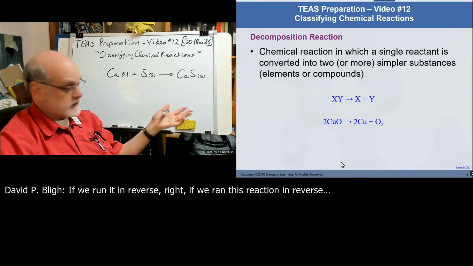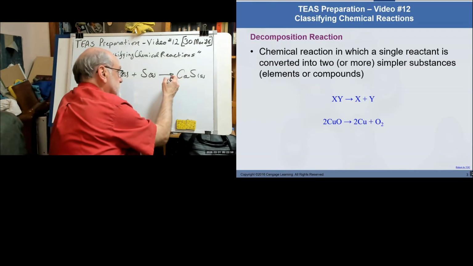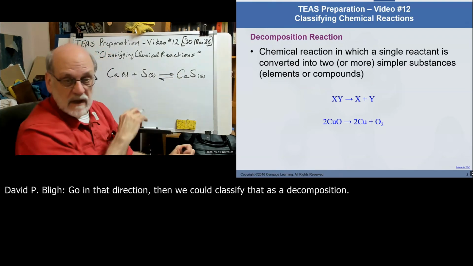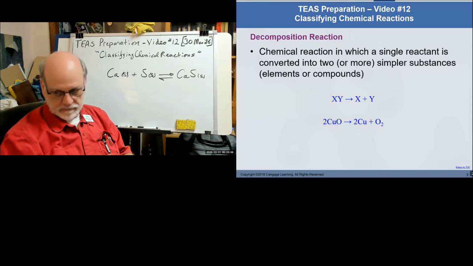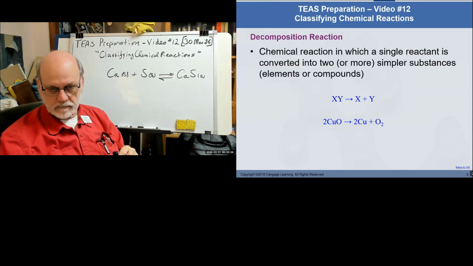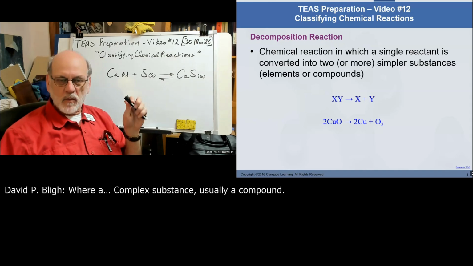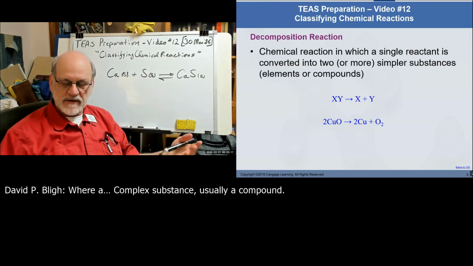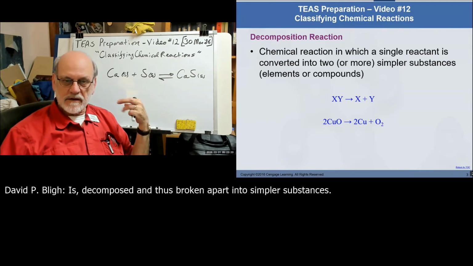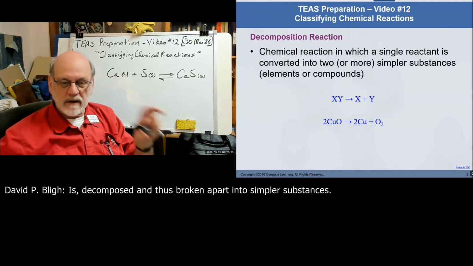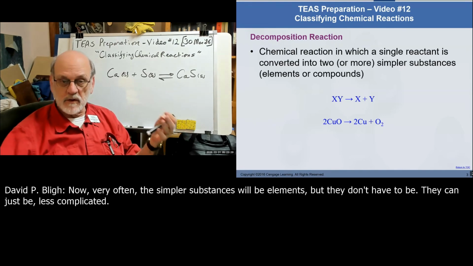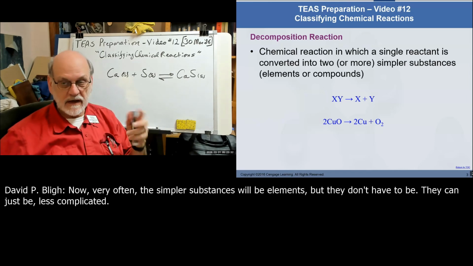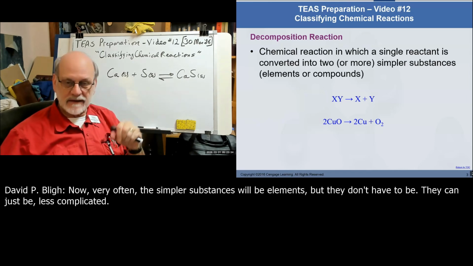If we ran this reaction in reverse, going in that direction, then we could classify that as a decomposition, where a complex substance, usually a compound, is decomposed and thus broken apart into simpler substances. Now, very often the simpler substances will be elements, but they don't have to be. They can just be less complicated.